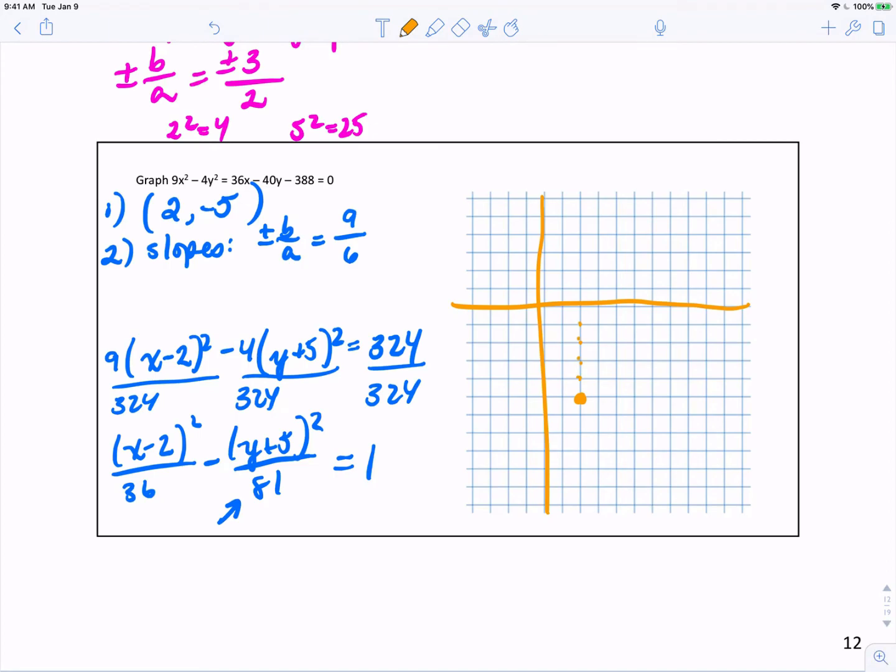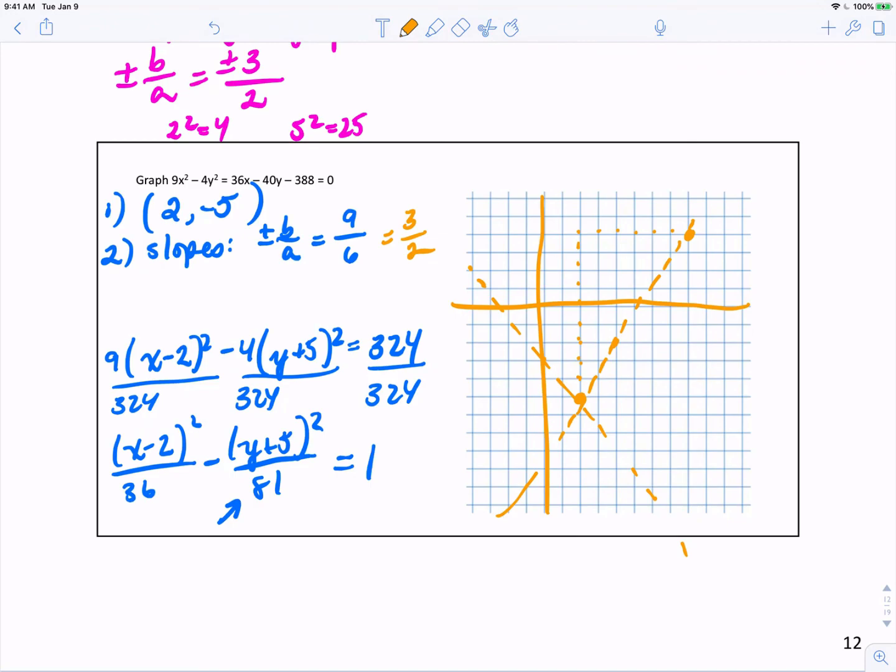1, 2, 3, 4, 5, 6, 7, 8, 9. 1, 2, 3, 4, 5, 6. I'm going to reduce that so that I can graph it more easily. So this is 3 over 2, so up 3 over 2. Okay, so here's one asymptote, and up 3 over 2, here's the other asymptote.